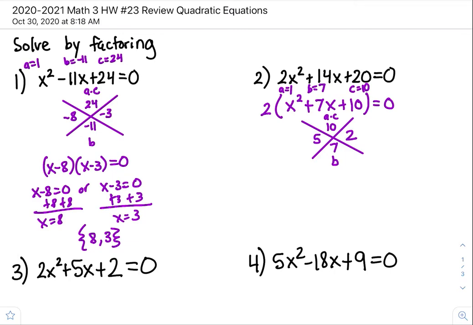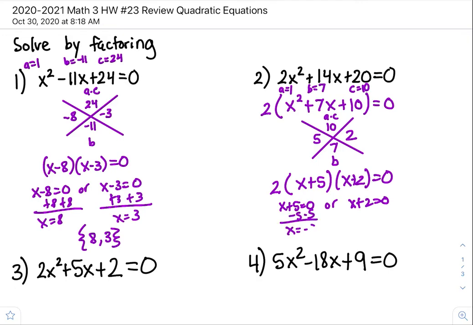Now, since a is equal to 1, we can just put it into our factors. So don't forget the 2. 2 times x plus 5, x plus 2 is equal to 0. And then you just solve for x. So x plus 5 is equal to 0, or x plus 2 is equal to 0. Solve for both. So our answers are negative 5 and negative 2.